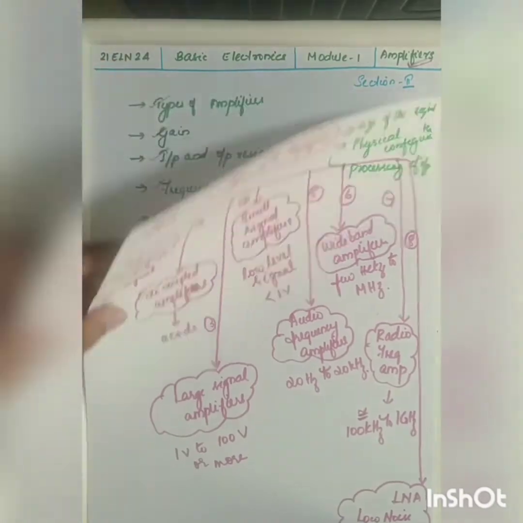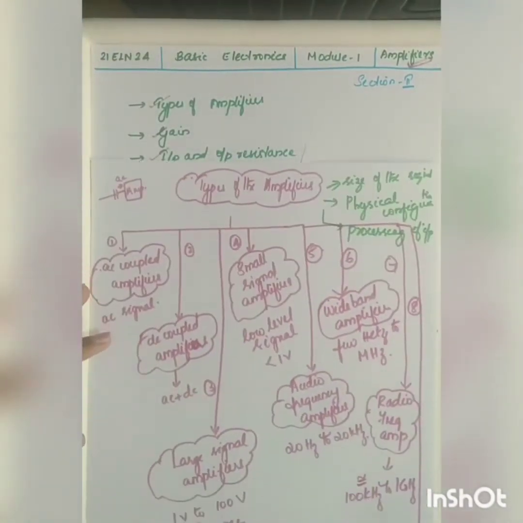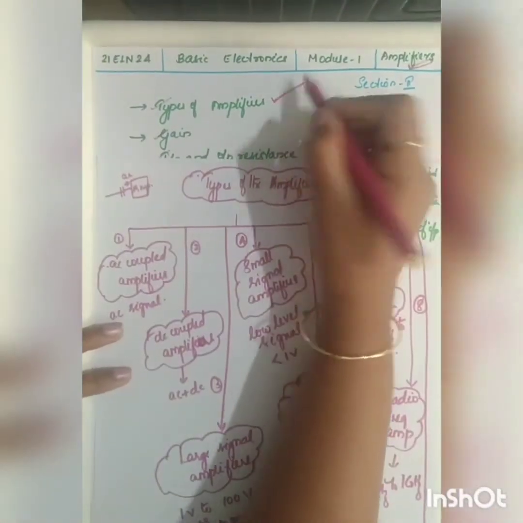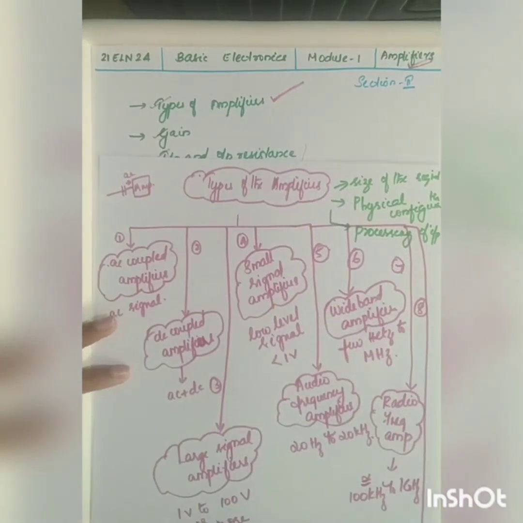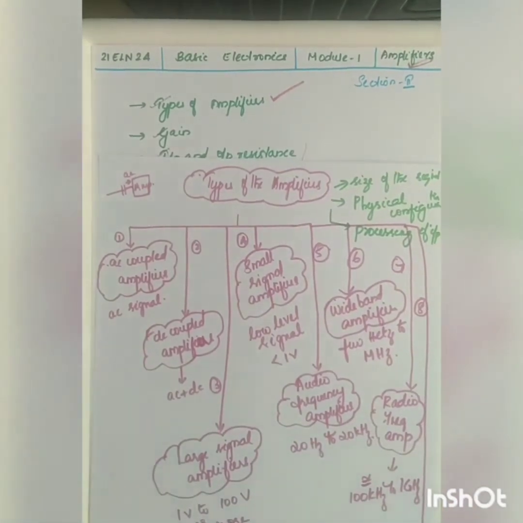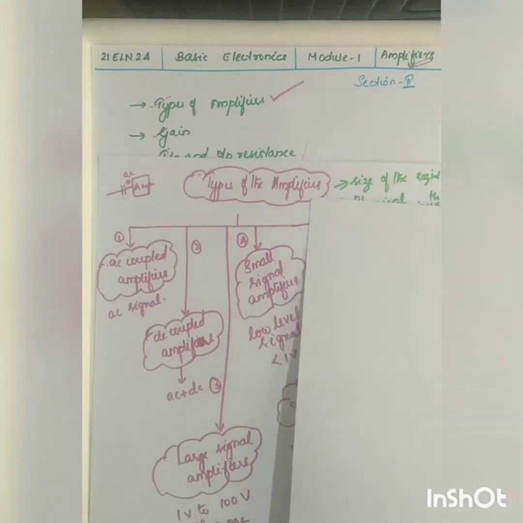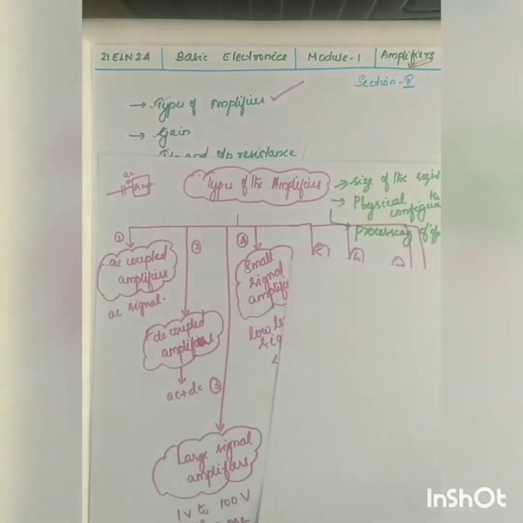So what is your next topic? The next topic is your gain, right? The types of amplifiers are done. The next topic is called gain. What is meant by the gain of an amplifier? What is meant by gain?